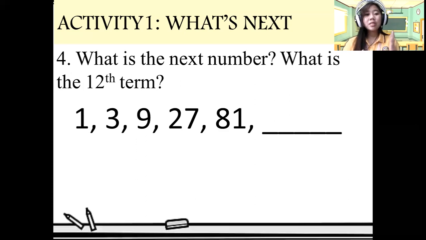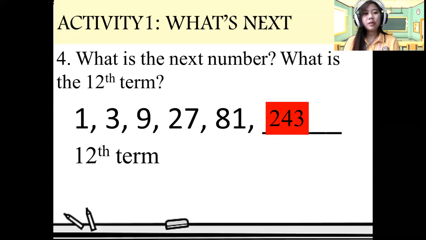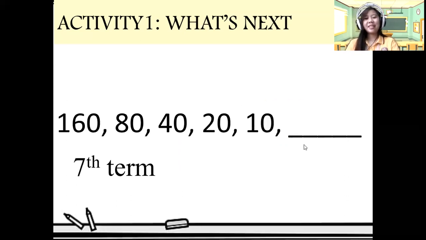Okay, so 1 times 3 is 3. As you can see, class, 1 times 3 is 3. 3 times 3 is 9. 9 times 3 is 27. And 27 times 3 is 81. So all the numbers are multiplied by 3. So let's think, class, 81 times 3. What could be the answer? 81 times 3 is 243. So, what is the 12th term? The 12th term is 177,147.